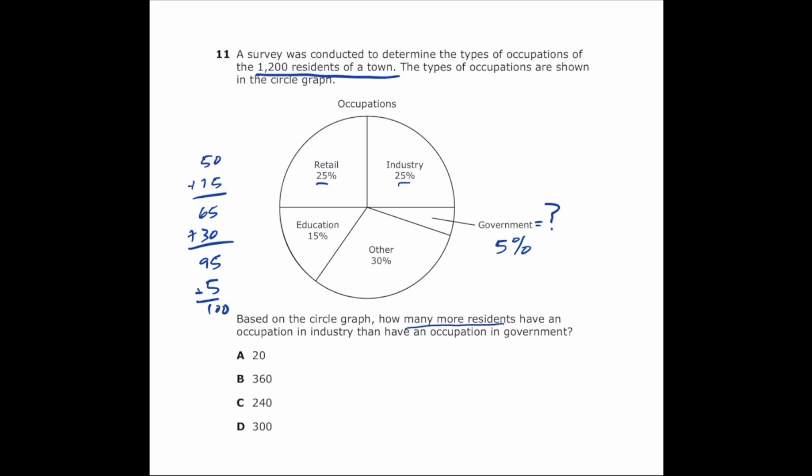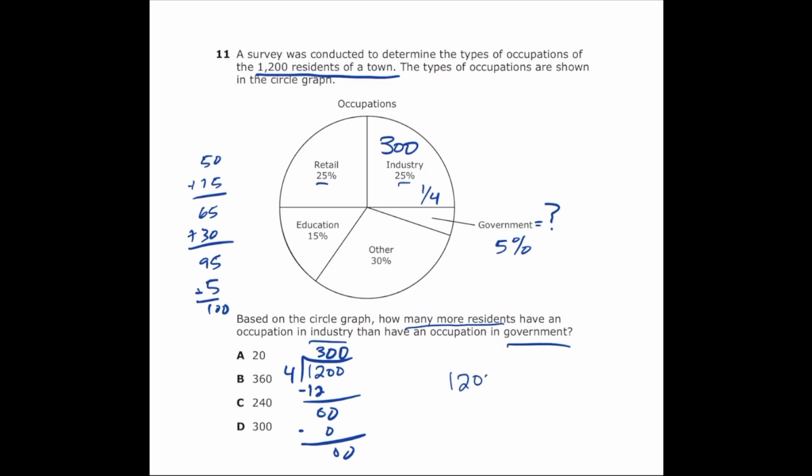So industry is 25%, and instead of multiplying by 0.25, I'm just going to divide by 4 because I know that 25% is 1/4. So 1,200 divided by 4 is going to end up giving me 300. So I know that there's 300 people that are in industry.